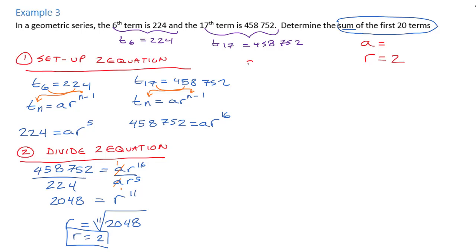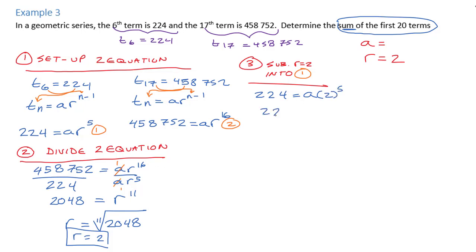Well, now that we've got one of them taken care of, we just use one of the equations. So let's substitute r equals 2 into one of the equations. I'm just going to pick this one since it's smaller. So I'm going to number these again. Probably should have started with 1 and 2. So I'm going to substitute it into 1. There we go. So 224 equals a times 2 to the power of 5.